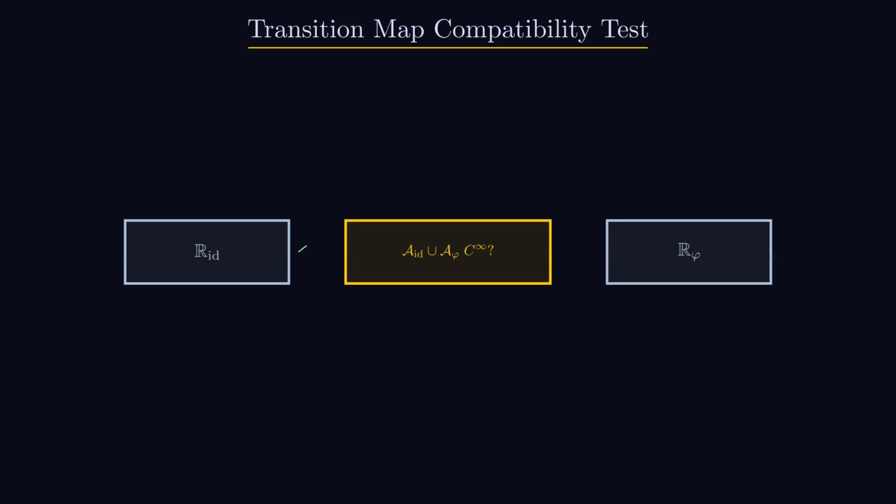The first transition map tau 1 goes from R ID to R phi. It is computed as phi composed with the identity inverse, which is just phi, so tau 1 sends s to s cubed. Tau 1 is a polynomial, hence C infinity everywhere. It passes the compatibility test. The second transition map tau 2 goes in the reverse direction, from R phi back to R ID. It equals the identity composed with phi inverse, which is phi inverse. So tau 2 sends t to t to the 1/3.